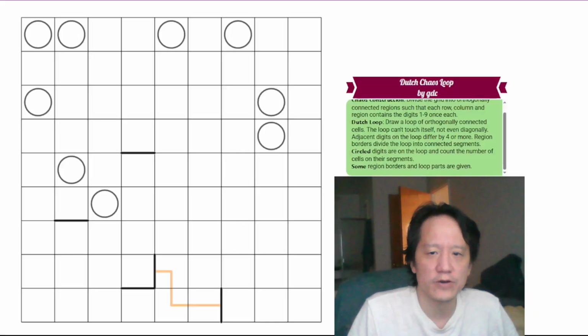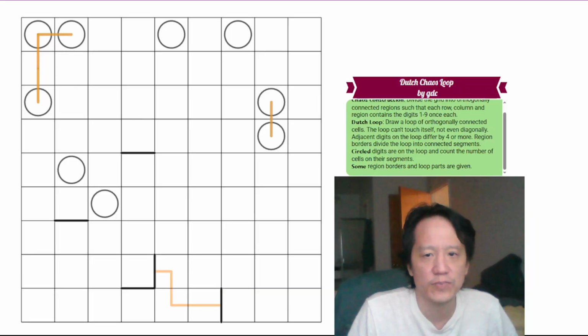Let's go. Okay, so we know the circles are on the loop. And because they are in the same row, these must be orthogonally connected. Where does this cell go, then, to be on the loop? It has to go that way. Well, this is also on the loop, so it's guaranteed that it has to go this way because it can't go that way because it would touch itself. So this is not on the loop here. This is on the loop here. This must be on the loop here and then here.